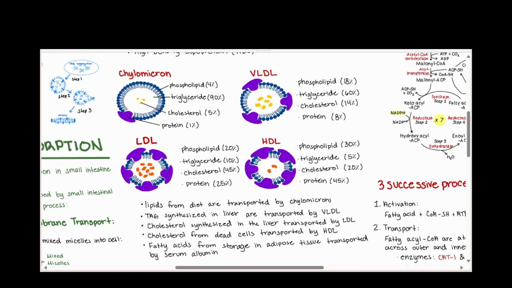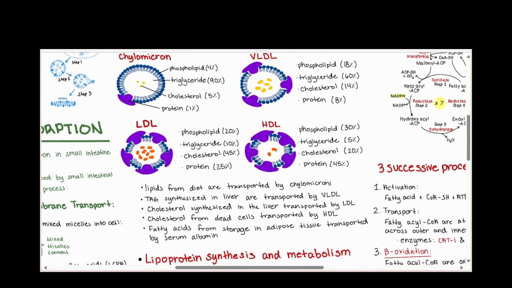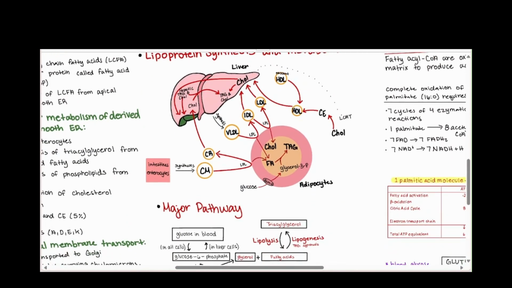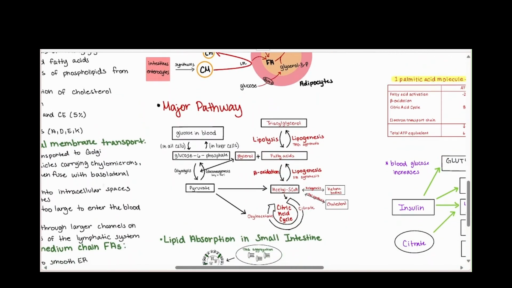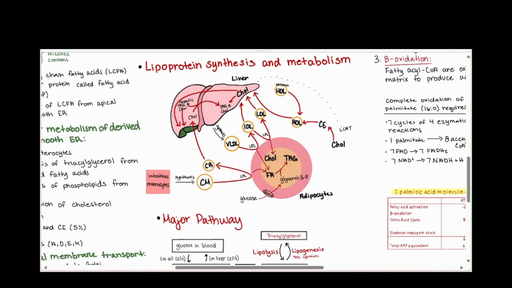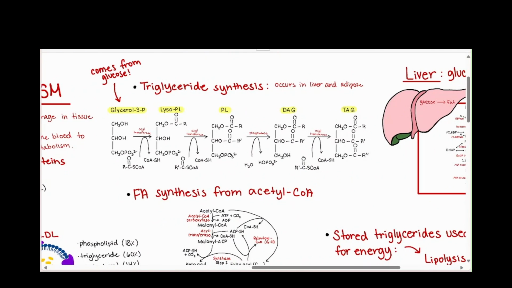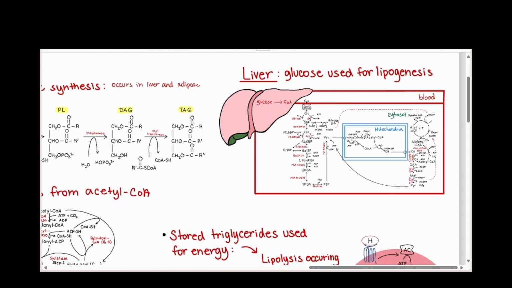And here's an illustration of those lipoproteins and their components, and here is an illustration of lipoprotein synthesis, and here is the major pathway of lipid metabolism I'm about to discuss. Within lipid metabolism, triglyceride synthesis primarily occurs in the liver and adipose tissue, and this is closely tied to the liver's function in lipogenesis, where glucose is converted to fatty acids.